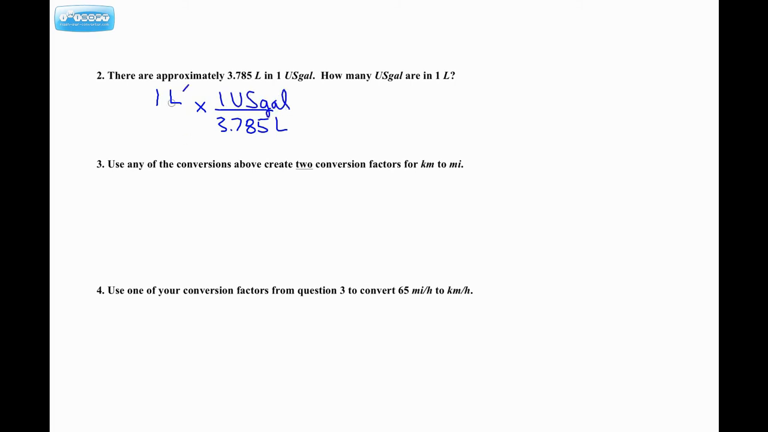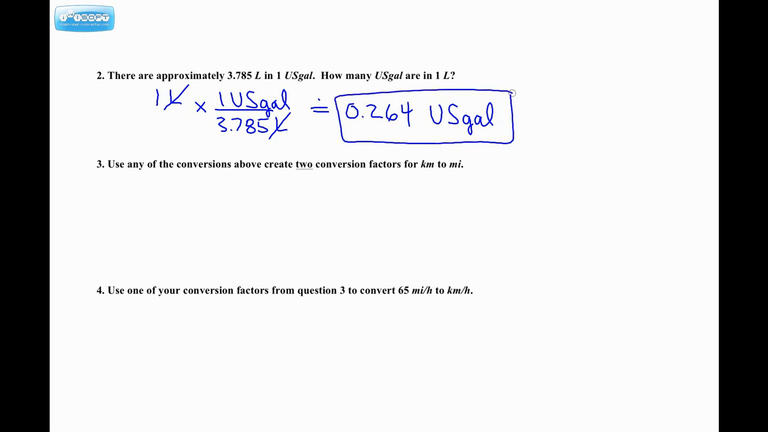There we go. So my liters cancel, but multiplying by 1 changes nothing. So 3.785. So that gives me approximately 0.264, but of course I am in U.S. gallons. Okay. That's pretty close to 0.25, so roughly 1/4, but a little bit more. All right.